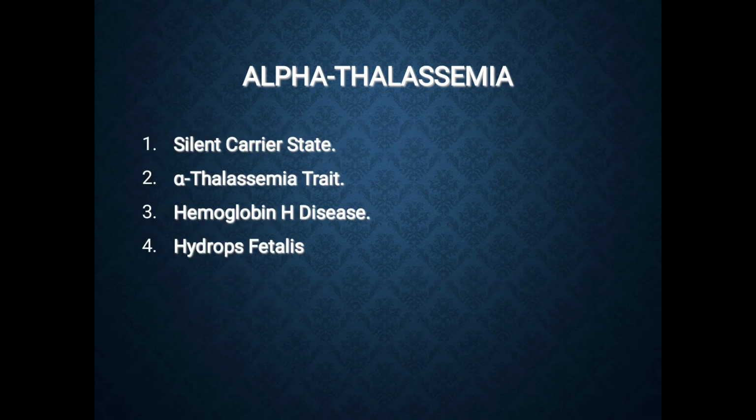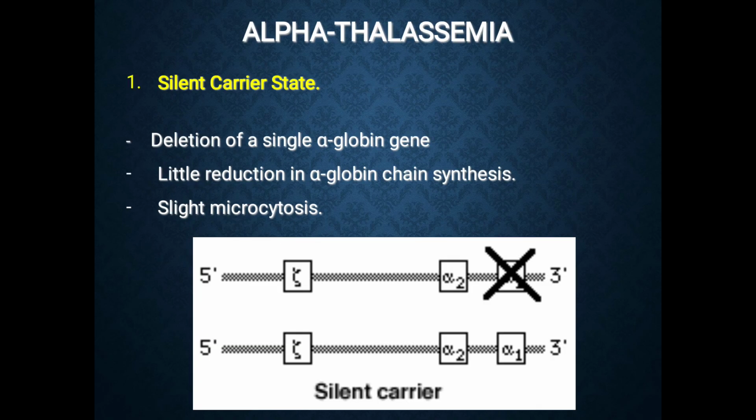So there are 4 types of alpha thalassemia: silent carrier state, alpha thalassemia trait, HbH and hydrops fetalis. We'll discuss each one. Silent carrier state is commonly deletion of one of the alpha units. So out of the 4 genes, 1 gene will be deleted. Commonly slight microcytosis will be there, and it is a very less severe type.